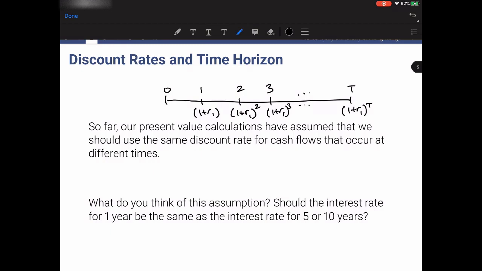Okay? So what you should be thinking is, is this constant per annum interest rate assumption valid, and is this realistic? Of course, if you look at newspapers, or if you have traded some bonds yourself, you know that in reality, interest rates, at least per annum, tend to be higher on average the further out you go. So to answer the first question: should the interest rate for 1 year be the same as the interest rate for 5 or 10 years? No.